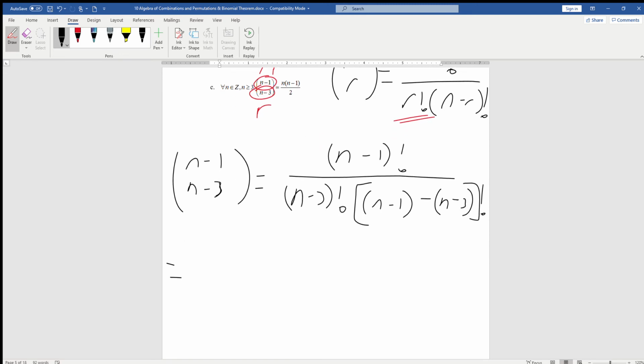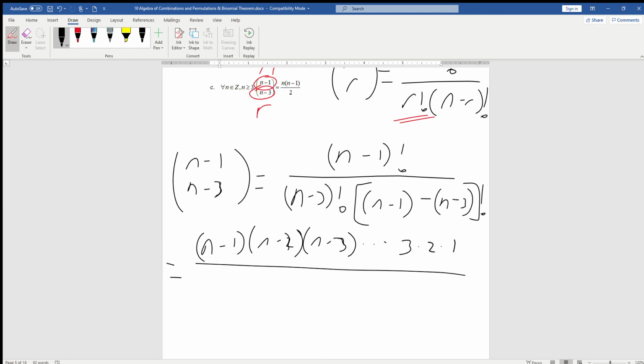So n minus 1 factorial we can think of as n minus 1 times n minus 2 times n minus 3, all the way down to 3 times 2 times 1. N minus 3 factorial is n minus 3 times n minus 4, all the way down to 3 times 2 times 1. Inside of the quantity, the n's are opposite, so they cancel each other out. And then we have negative 1 minus negative 3, which just turns into 2 factorial.